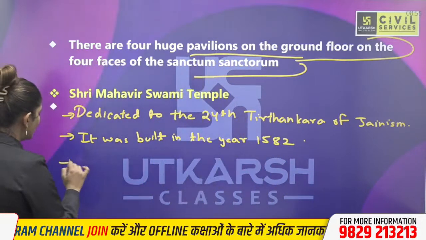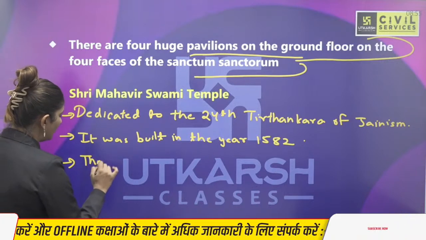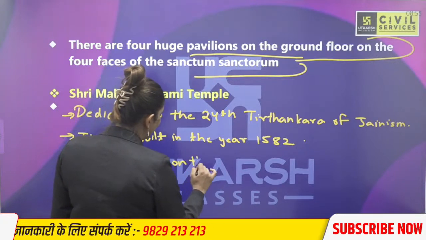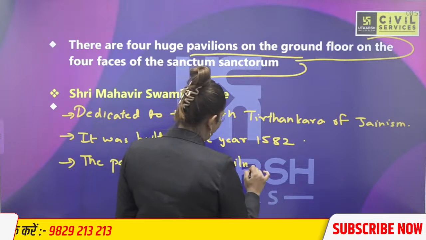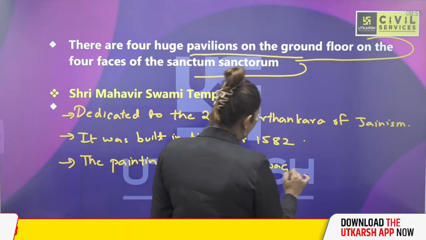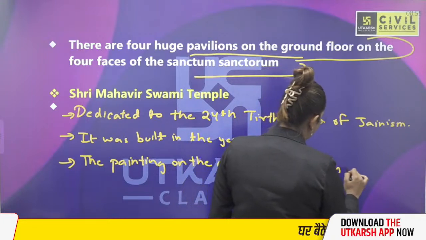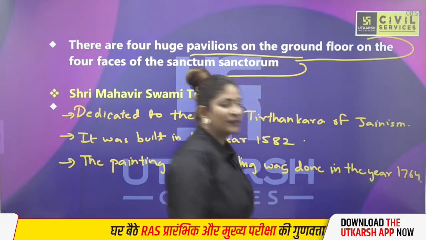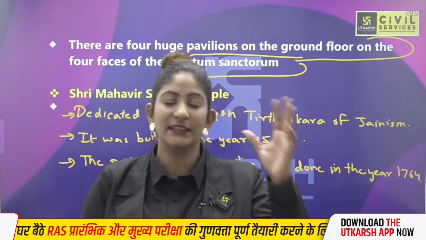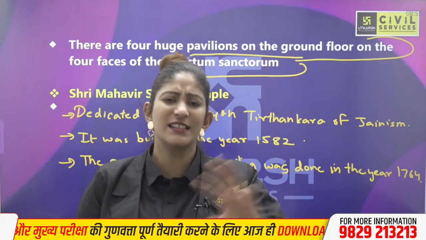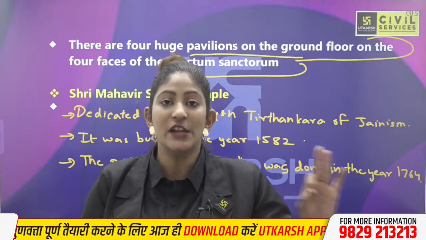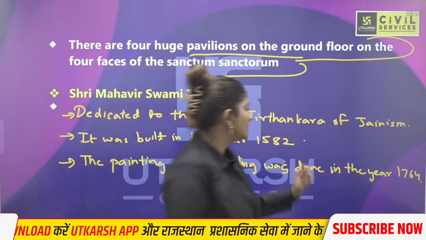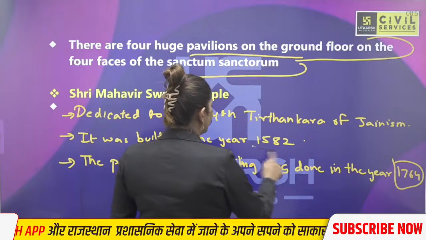So 1582 was the time when it was built, but the paintings on the ceiling were done in the year 1764. So this could be a very defining factor for you, that when was this temple built, and the painting on the ceiling of this temple, which is intricately built, is very new as compared to the age of the temple. That means that the painting of the ceiling was done only in 1764 AD, but it was built earlier, in 1582.